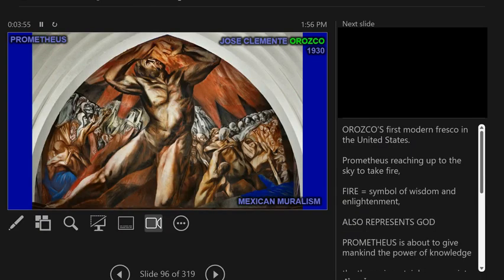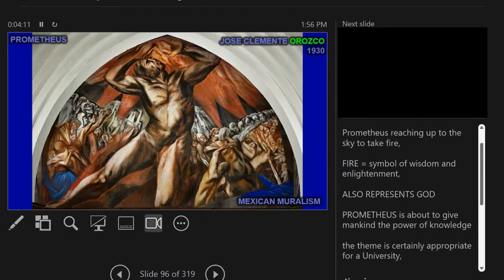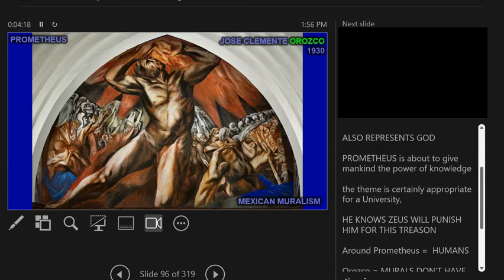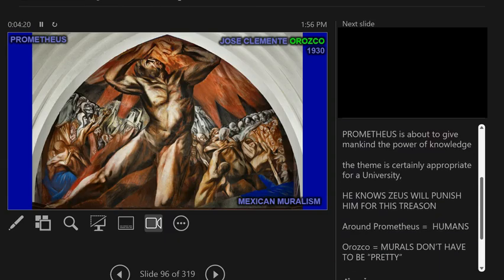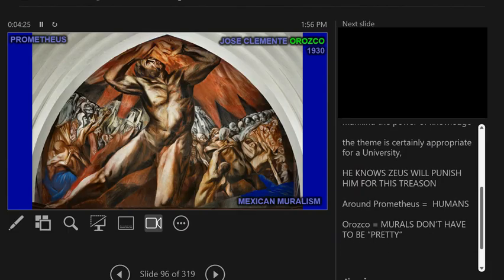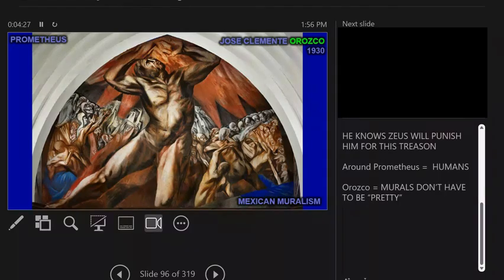So here we have a painting of Prometheus, and he is reaching up to get fire from the sky to give it to the people that are down below him. And look at how wretched they are. This is Orozco's first modern fresco in the United States. The fire is a symbol of wisdom and enlightenment. It also represents God. Prometheus is about to give mankind the power of knowledge. This theme is certainly appropriate for a university, but he knows Zeus will punish him for his treason.